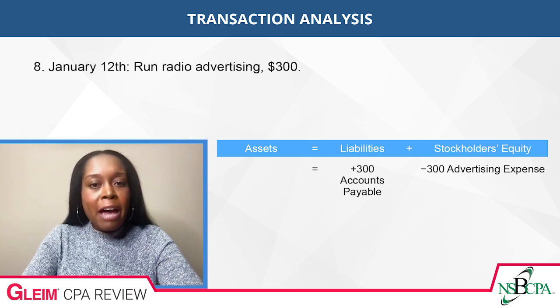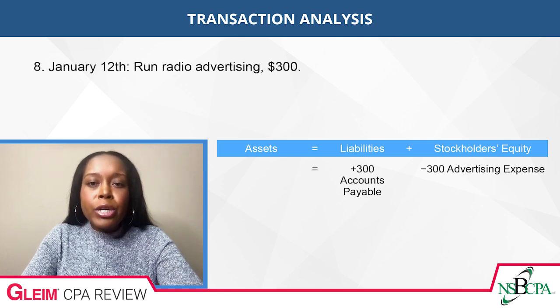So did we pay for the advertising yet? No. This means we now owe for it. When we owe something, you should be thinking, liabilities. We show the liability accounts payable increasing by $300. This advertising is a cost of doing business. Even though we haven't paid for it yet, we still need to record the expense.